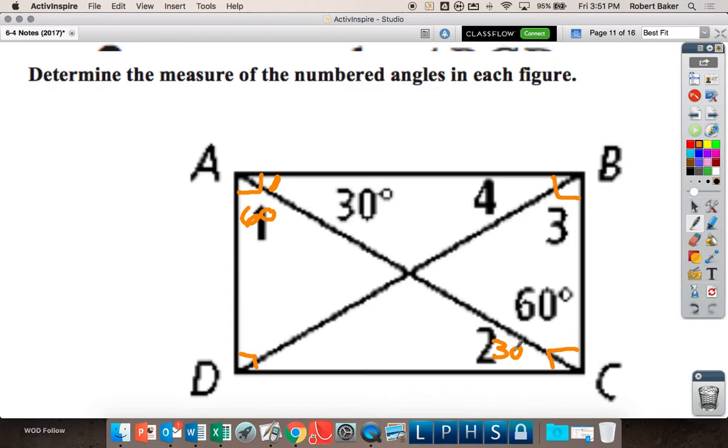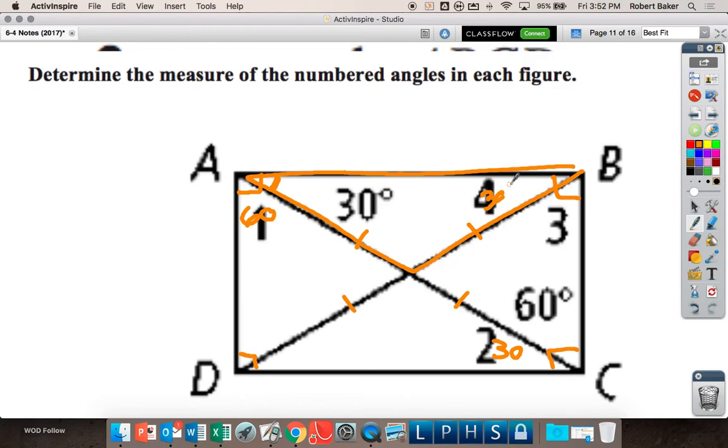Angle 4 is 30. Put the 60 next to the 30. Okay, 60 is angle 3. They have to be the same. Angle 4 is 30 because this is 30 degrees. Base angles equal each other because this is an isosceles triangle. Remember that diagonals are congruent.